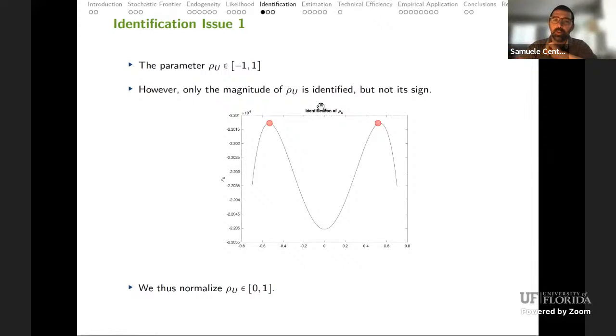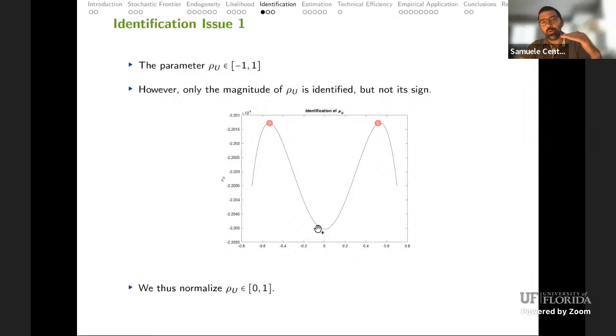So what I'm going to do about this, as I was mentioning before, is fold the distribution. I'm going to remove the negative axis from my parameter space, and I'm just going to allow rho u to be positive, in the 0, 1 space. There is still another issue here, which is that at 0, you always have a local minimum.